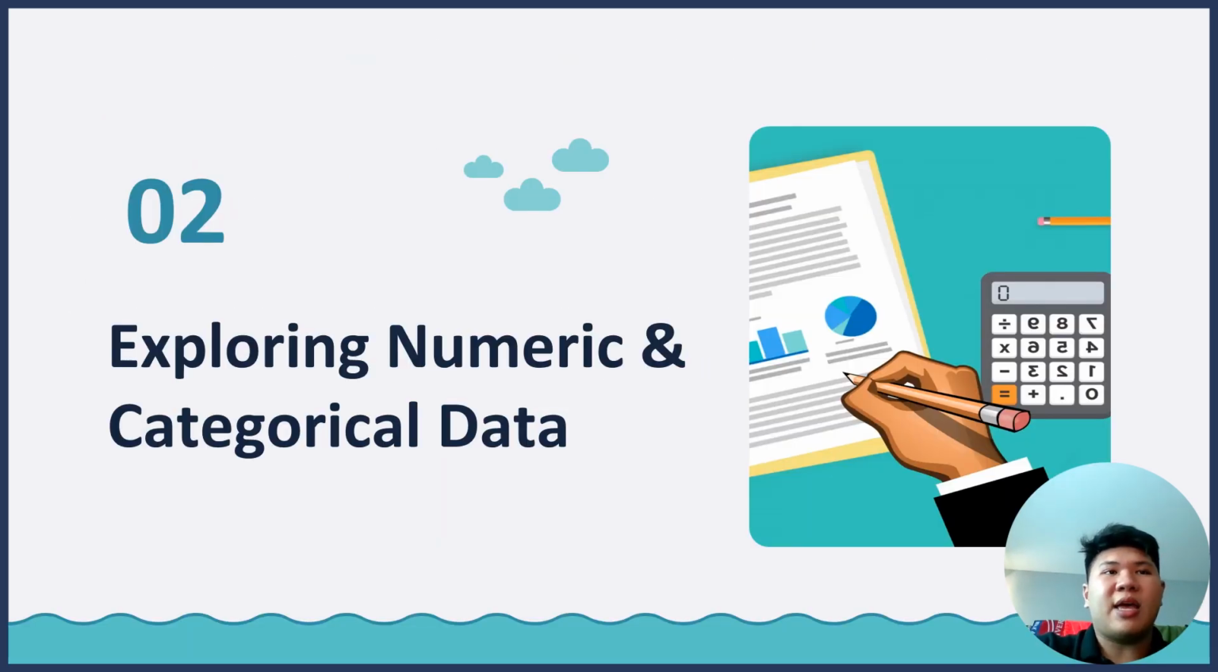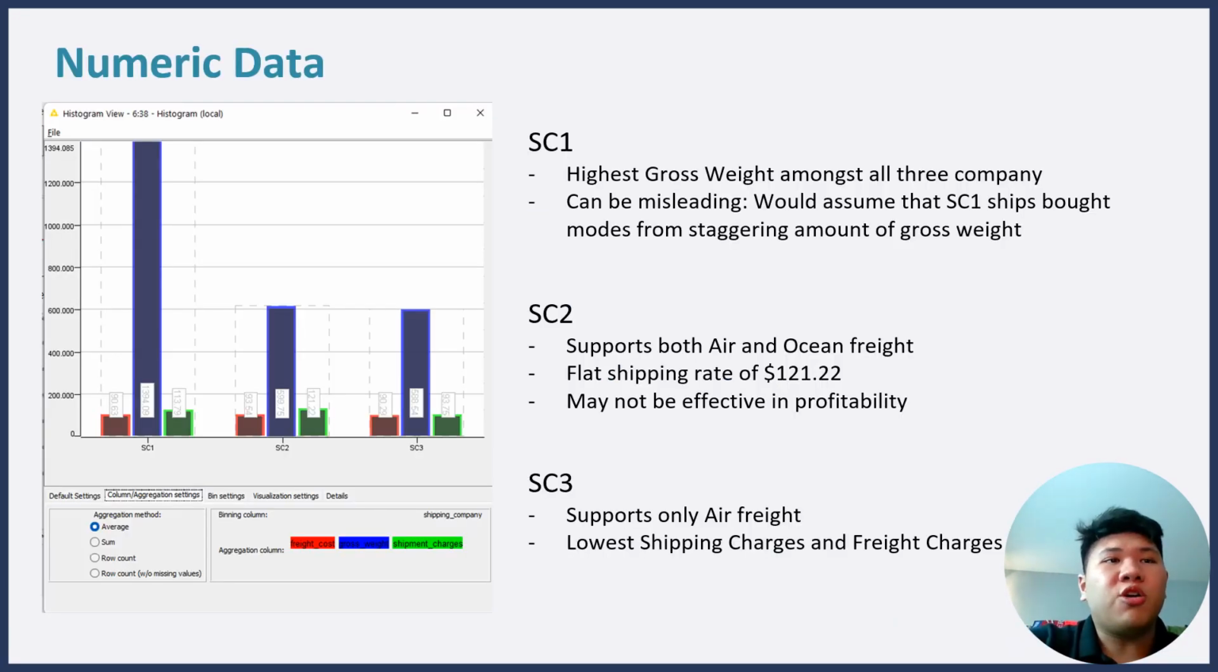Our second part will be exploring numerical data and categorical data. For our numerical data, we compare the freight cost, gross weight, and shipment charges between all three different shipping companies. For SC1, it had the highest gross weight amongst all three companies. This can be misleading. We'll assume that SC1 ships both modes from a staggering amount of gross weight.